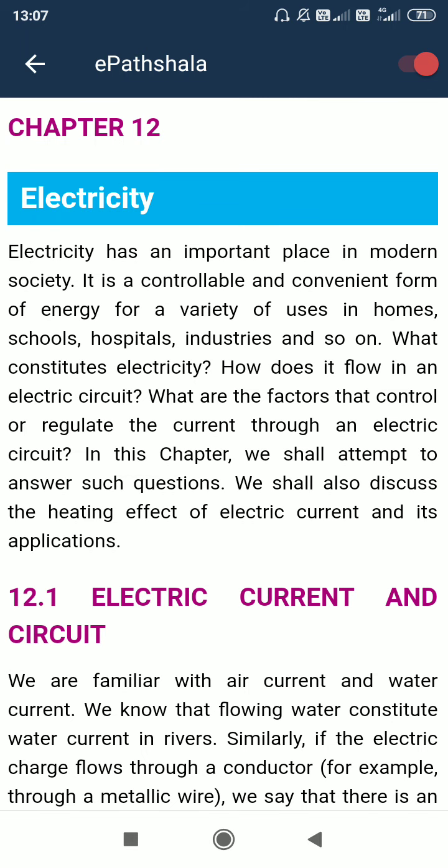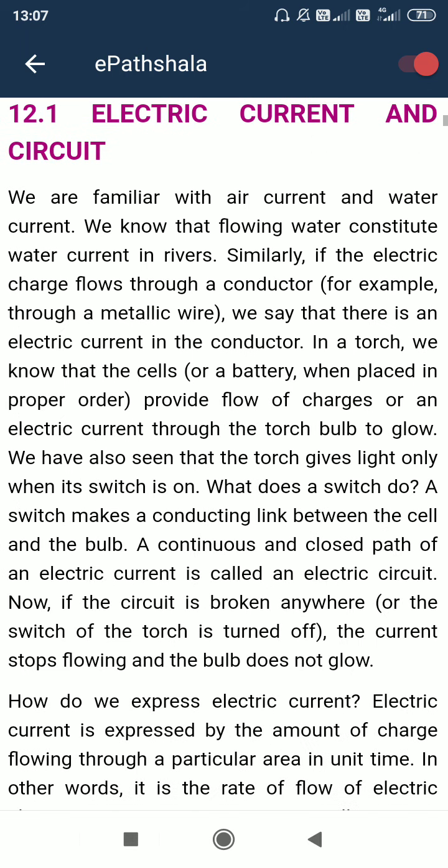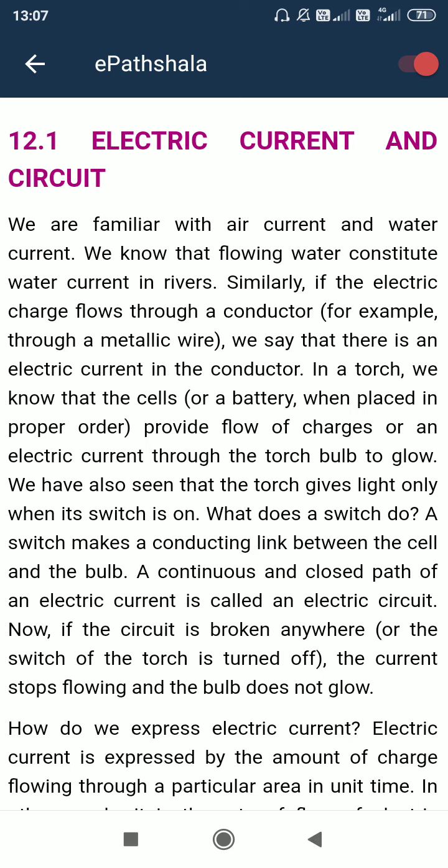So today's topic is electricity: electric current and the current circuit. Electric current means the flow of electrons, protons, or ionized particles like Na+, K+, or negative ions like Cl-, bromine Br-. Whatever charged particle, only a charged particle, whenever it is moving, then it is said that electric current is there.